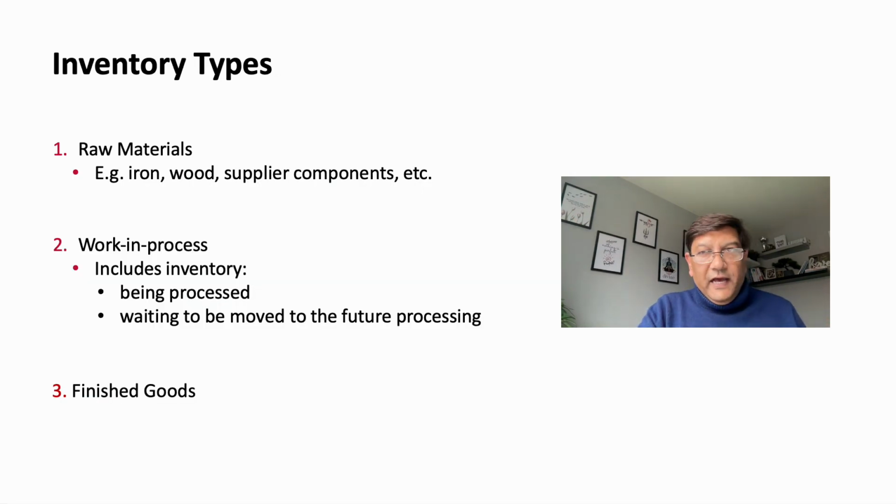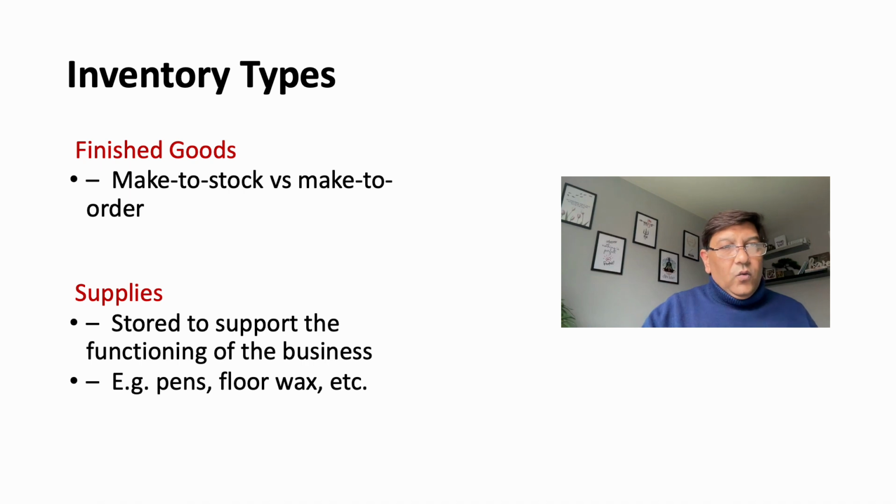Now, so far, what we have seen is three different types of inventory. One is raw material, which could be iron, wood, any supplier component. It could be any material based on type of manufacturing. The second one is work in process, which could be any inventory, any material which is used to manufacture something. And the third one is finished good. Now, the finished good, we are now moving towards make to stock versus make to order.